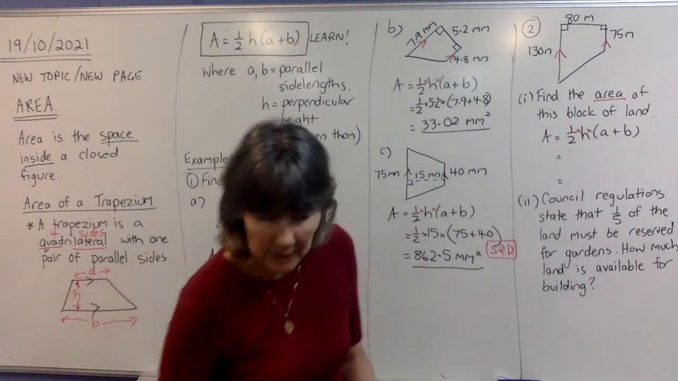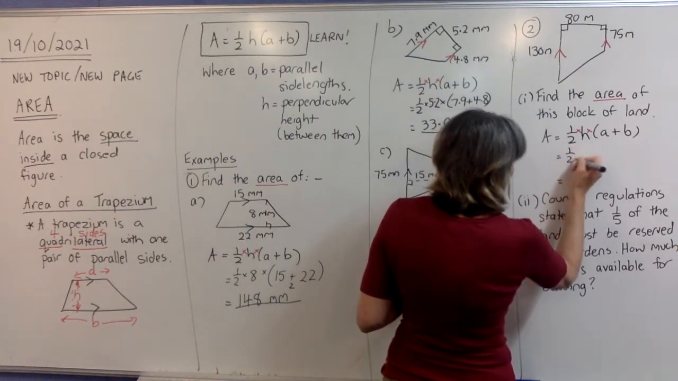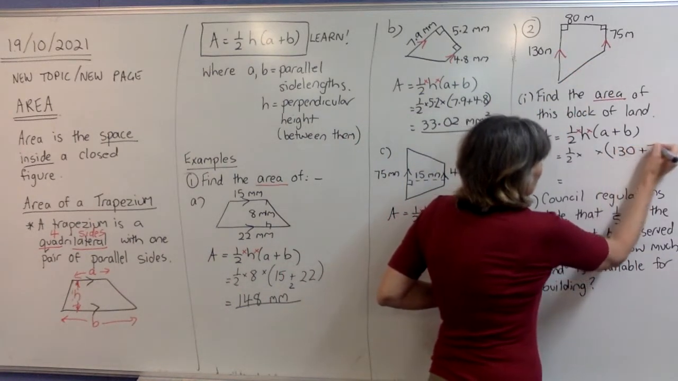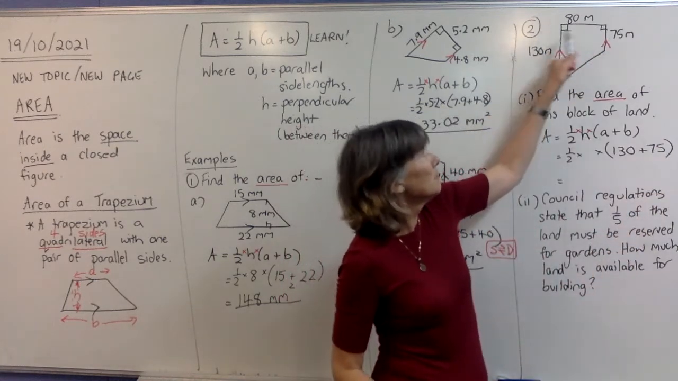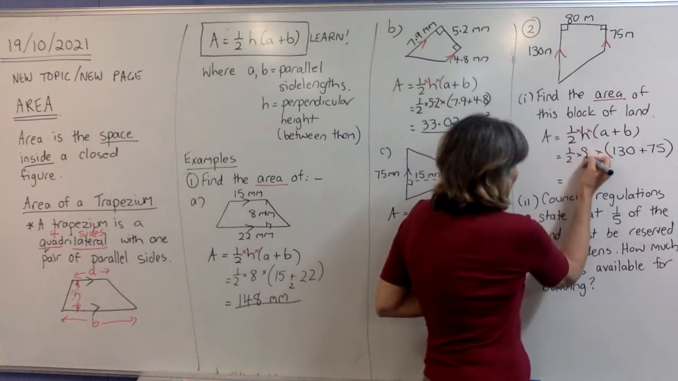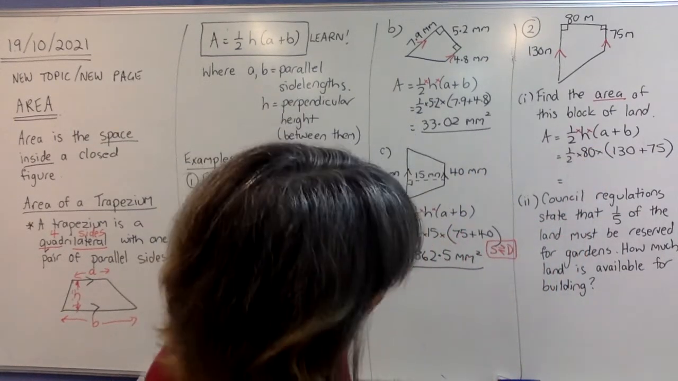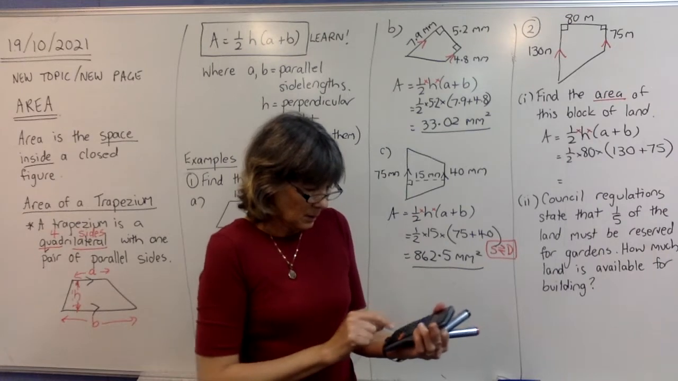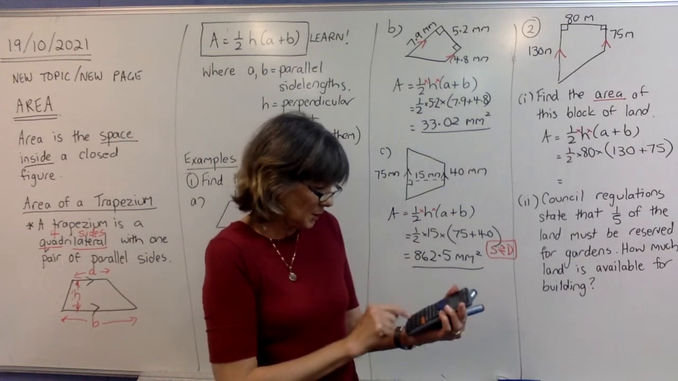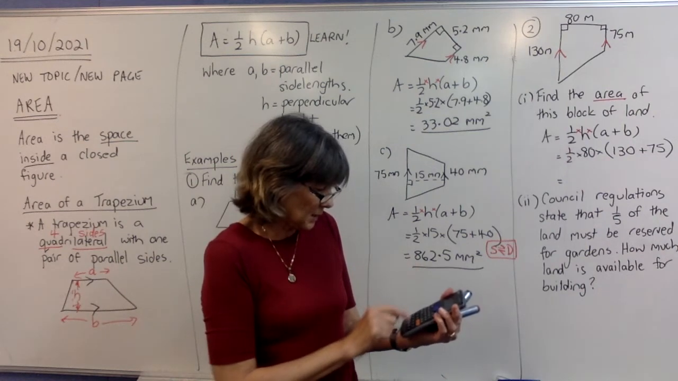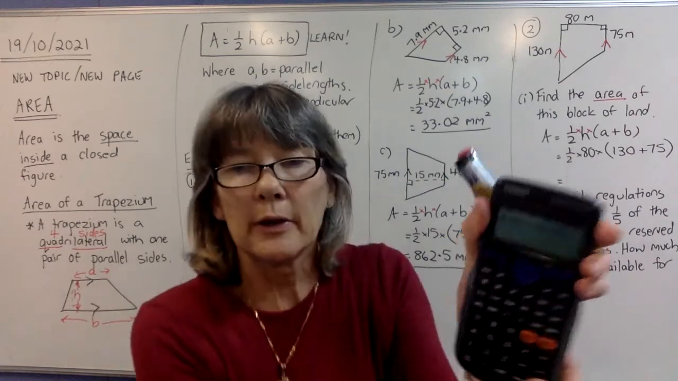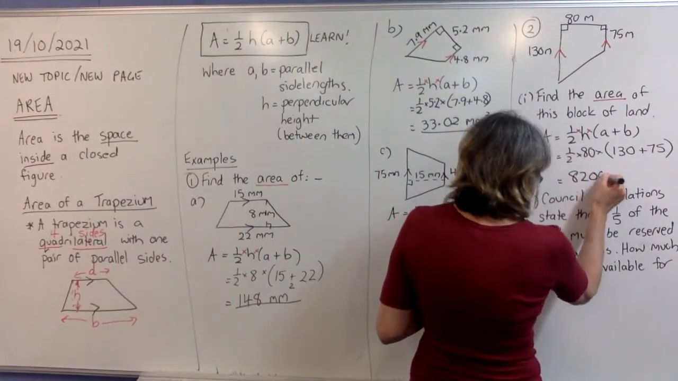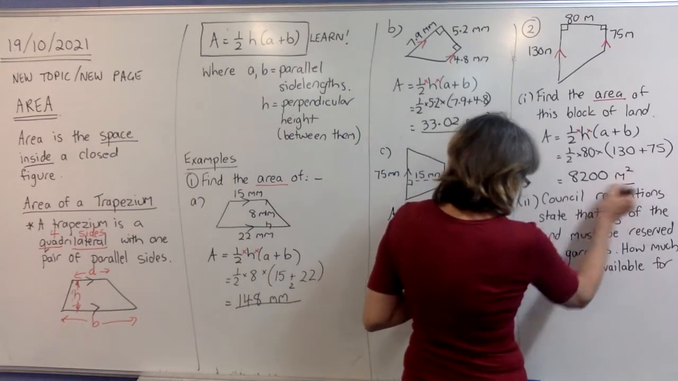Okay, so we're going to start subbing our numbers in now. So we have a half times, I'm leaving this blank at the moment. And then our parallel sides are 130 plus 75. The perpendicular height between them, see the right angles, is 80. So we're going to put that into your calculator. We're typing in fraction key, 1 down arrow 2, right arrow, times 80, times, open bracket, 130 plus 75, close the bracket. There it is, press equals, 8,200. And it's in metres, and it's squared for area.